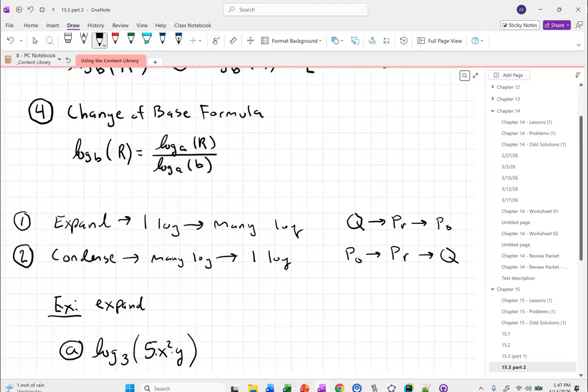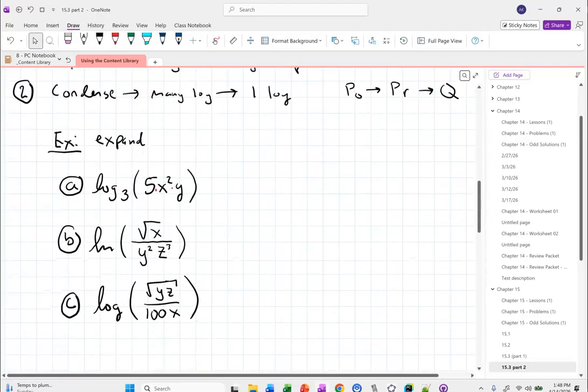For your test, I would want on my note card those 3 properties, power, product, and quotient, and the order in which I'm going to apply them for expanding and condensing problems. I think those are good half sheet information. These expanding and condensing problems 100% will appear on the test. Everybody's okay? You ready to do some examples now?